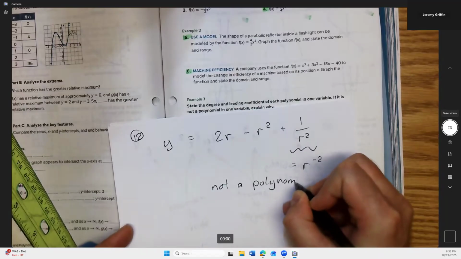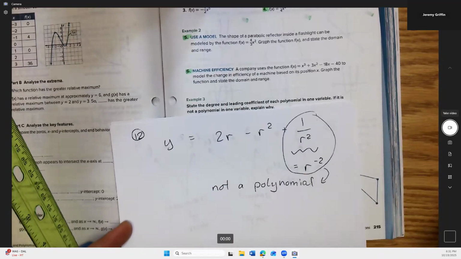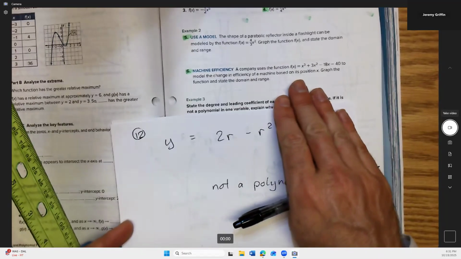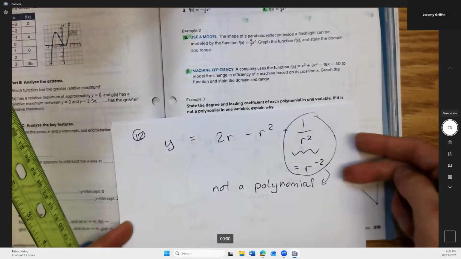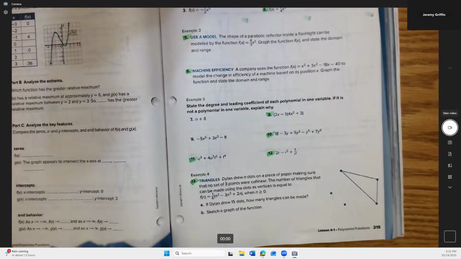So, not a polynomial because of this right here. Bing. That's why it's not a polynomial. Okay. When we start off, those first two terms could be polynomial, check, check, check. And we get, okay, not because of this. Fail. Number 13. Triangles.